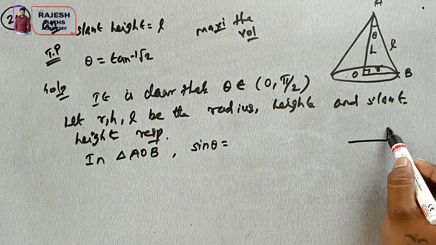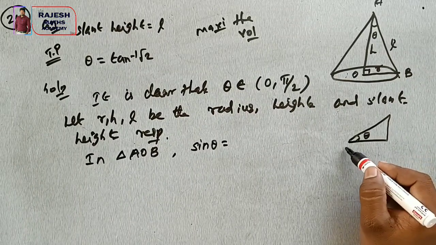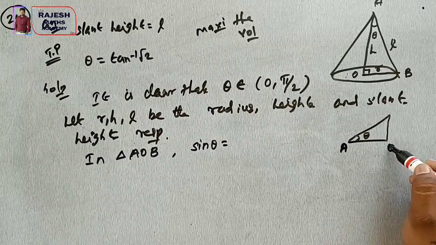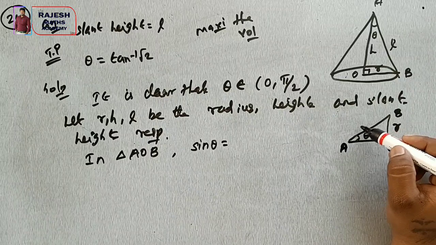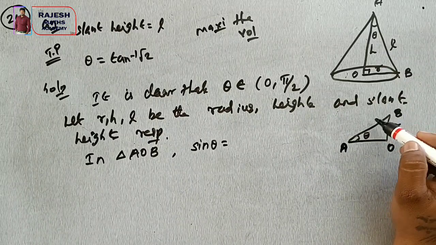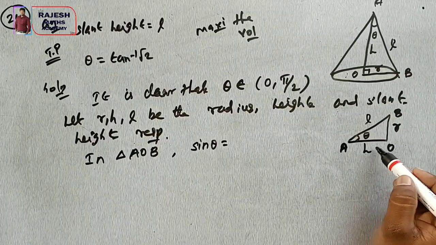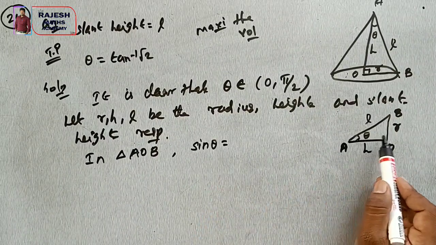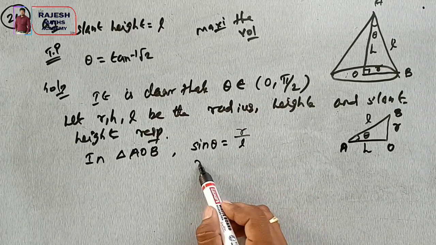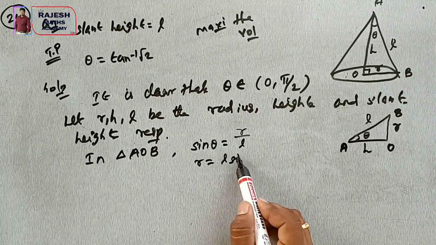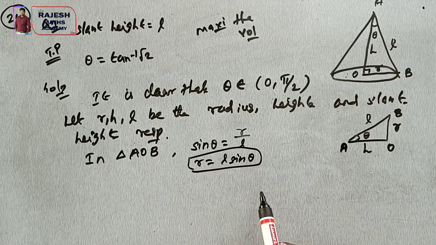We can change the diagram and write, if we have taken theta here, this will be our A, this will be our O, this will be our B. OB we have taken as radius R. This AB we have taken as our length L, that is slant height L. OA we have taken as H. So sin theta equal to opposite by hypotenuse, so R by L will come. So from this I can write R equal to L into sin theta.